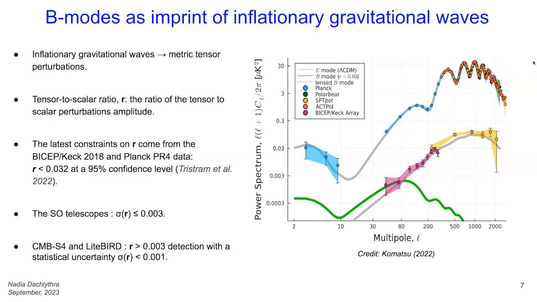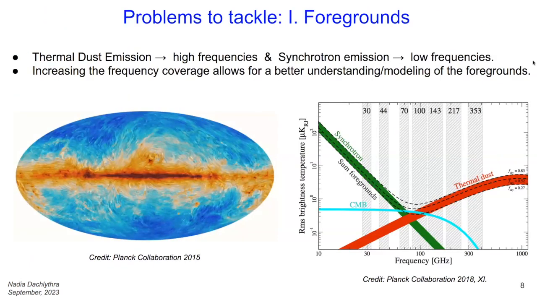So we have very, very ambitious goals looking for such a faint signal, and we need to be able to take care of all the problems that will arise. And that's going to be discretized into 3 main categories. We have the foregrounds, which people here know much more about than me.